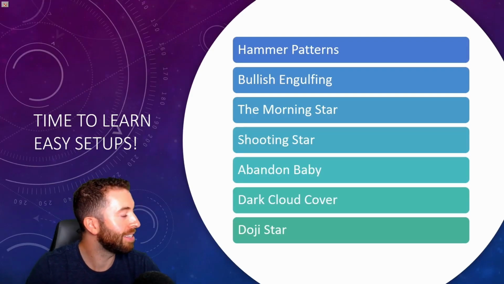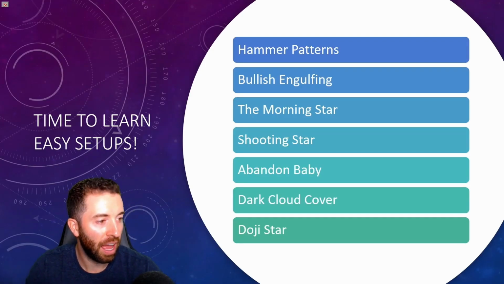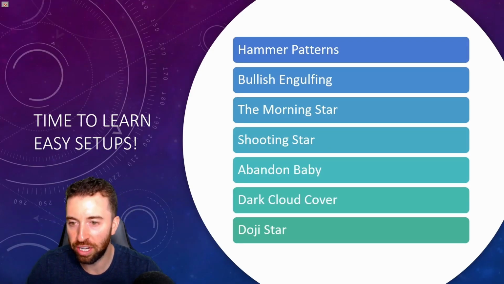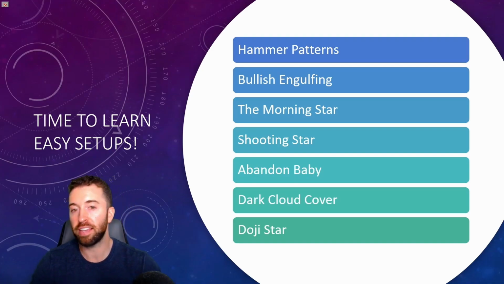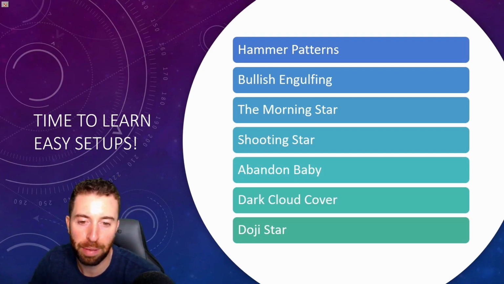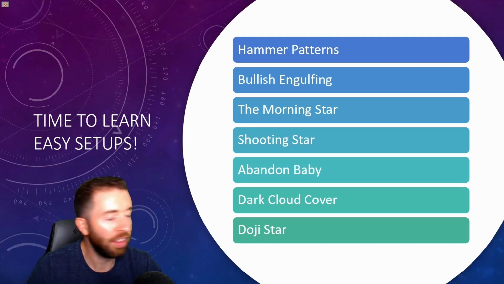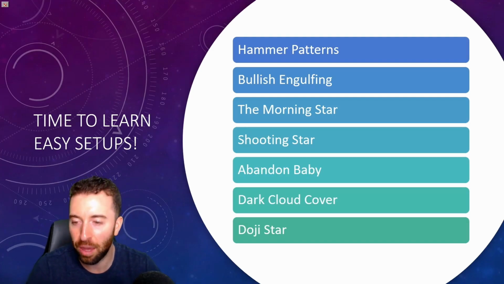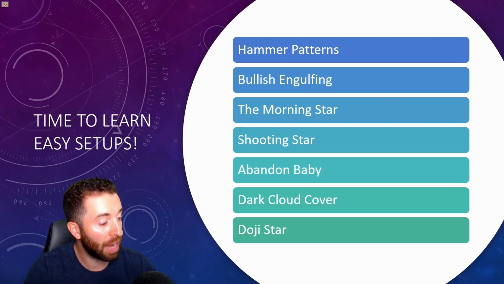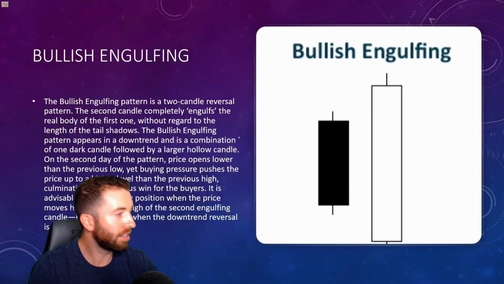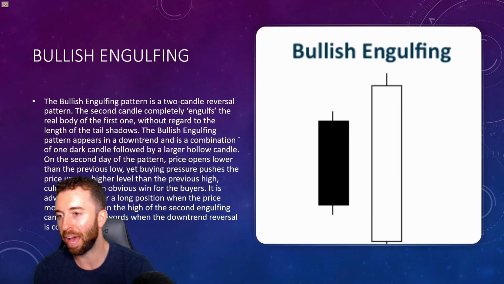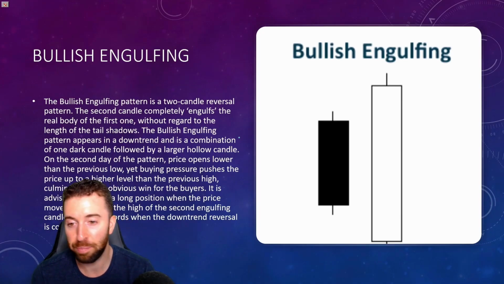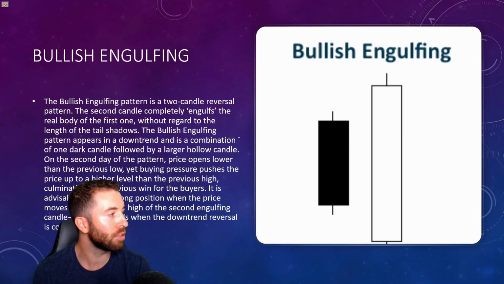So some easy setups that you may want to learn as a trader, always watching these patterns. Some of my favorite setups here: hammer patterns, bullish engulfing patterns, the morning star, shooting star, abandoned baby, dark cloud cover, doji star. There's a lot of candlestick patterns out there. I just want to teach you some of my go-to favorites. So we do have the bullish engulfing pattern. This is a very consistent pattern. It works a lot. That's why I like it.